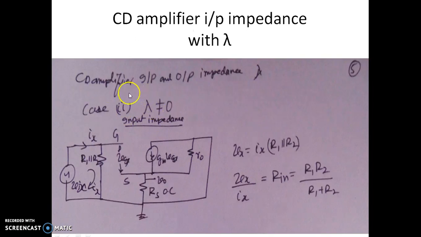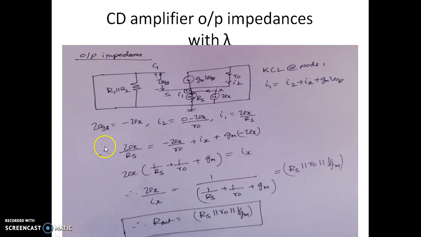Let us consider the same CD amplifier with lambda non-zero. Now you can see we have connected R0 between drain and source, and a dummy source Vx is applied at the input, and we have this RS, the resistor at the load point. Let us find Vx by Ix. By writing the KVL at the input loop, Vx happens to be Ix into R1 parallel R2. So naturally the input impedance of this CD amplifier with lambda non-zero happens to be R1 parallel R2.